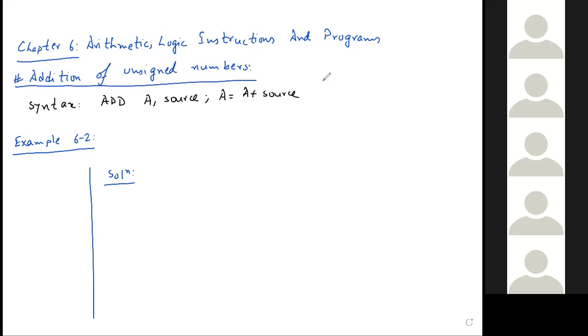So we start with the simplest arithmetic instruction, which is addition. All of you already know this. Syntax of addition is ADD A, source, and definitely the result will be stored in A. Let us take an example. From this point onwards, most of the time the numbers given for arithmetic operations or any type of operations will be saved in some particular RAM location or memory location. The number will not be given to you straight as constant numbers.